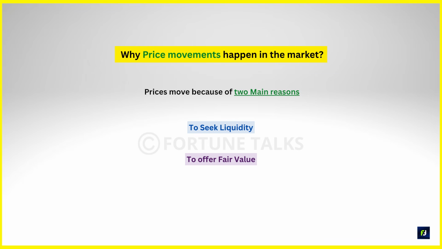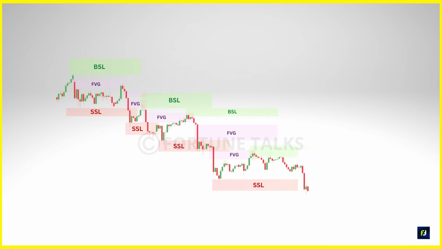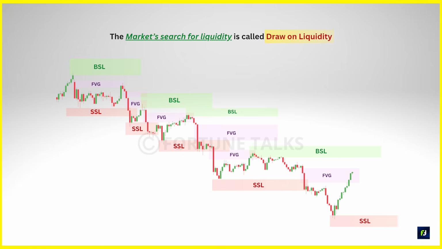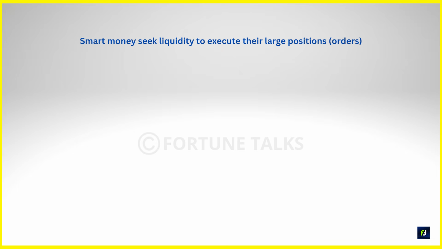In other words, price looks to sweep the liquidity accumulated near the liquidity pools, or it tries to balance out the inefficiencies or imbalances associated with the fair value gaps or liquidity voids. This is what all market movements come down to. Now, this process, where price moves in search of a liquidity pool, is called draw on liquidity. It is based on the idea that institutions and smart money seek out liquidity to execute their large orders, often leading to price moving towards the external liquidity pools before reversing or continuing its trend.